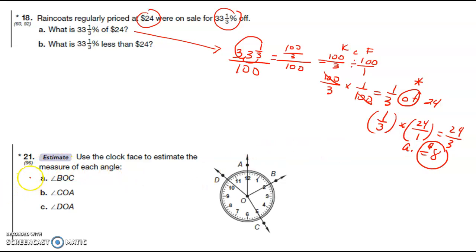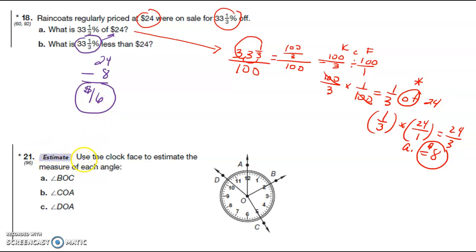Let me switch colors here really quick. Okay. So if $8 is 33 1/3% of 24, then 33 1/3% less than 24, let me subtract 8. And that would be 16 is my answer there.